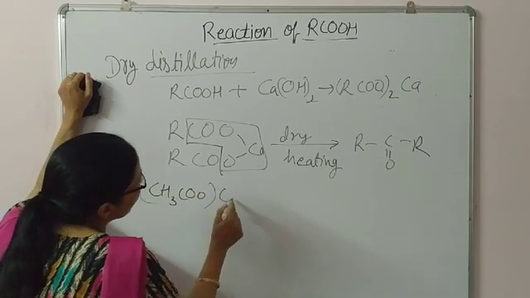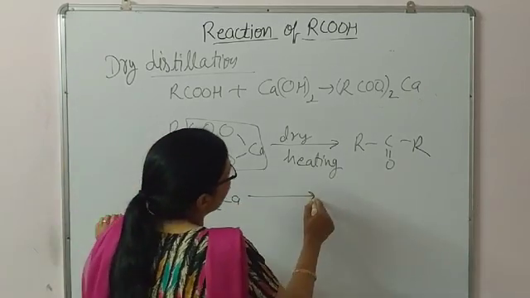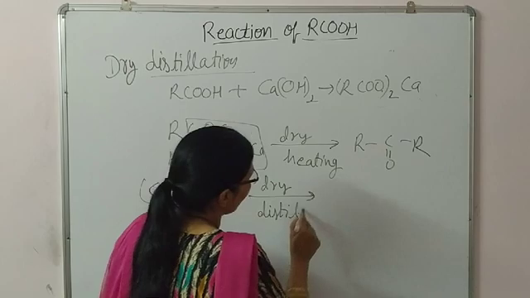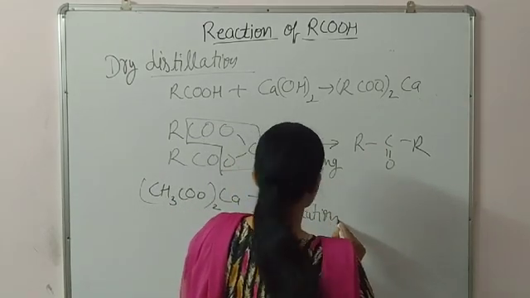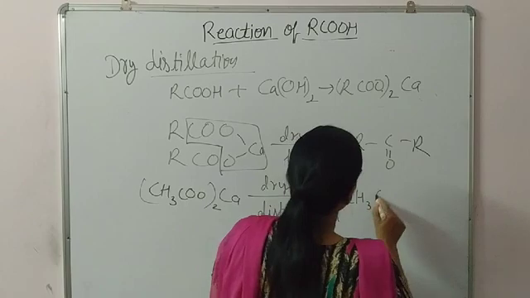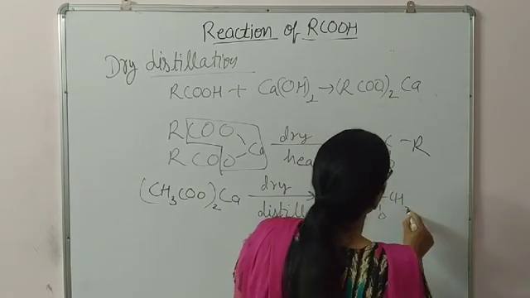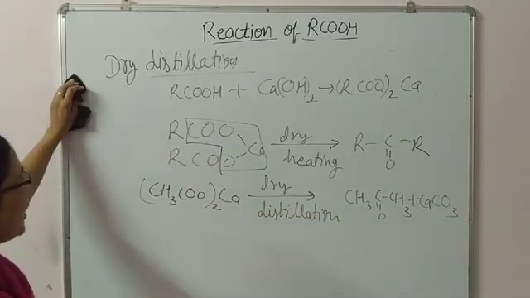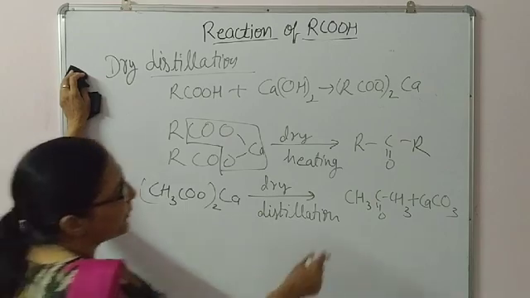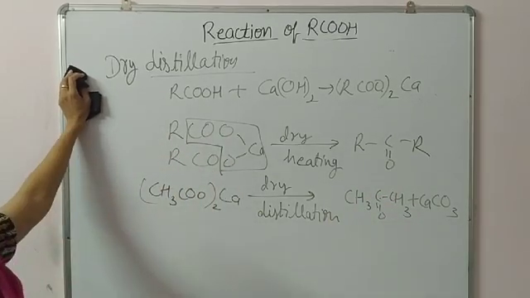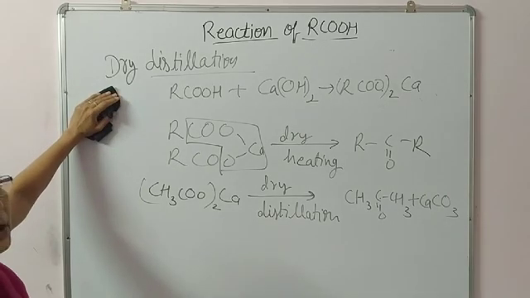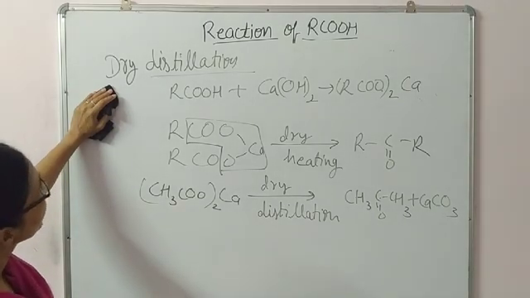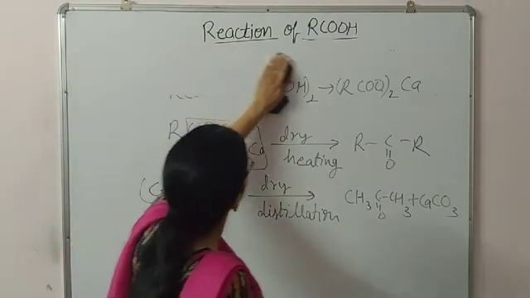Suppose the R group is CH3: (CH3COO)2Ca, dry distillation. What will happen? CH3-C=O-CH3 will form by liberation of CaCO3. Suppose this one is H, then what will happen? HCHO, formaldehyde, will form. Only limited aldehydes and ketones can be formed, not all aldehydes and ketones. Now the next reaction.